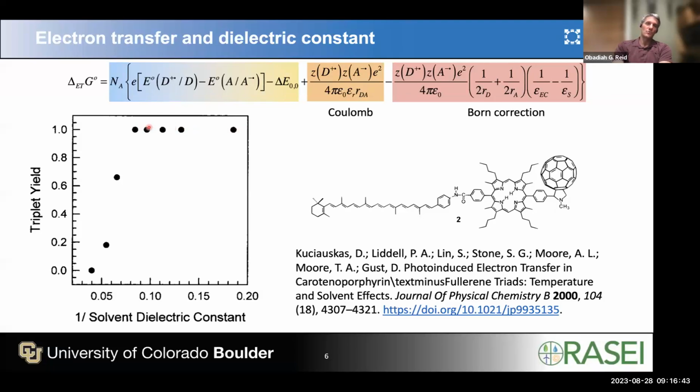But as you drag the energy of the charge transfer state lower and lower by increasing the dielectric constant in the environment, you start to bring the charge transfer state energy below that of the triplet state. And so now the only recombination pathway is for the charge separated state to go directly back to the ground state instead of through the triplet state.